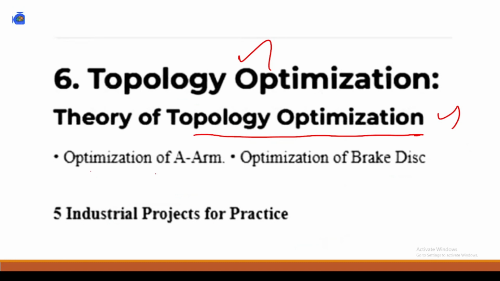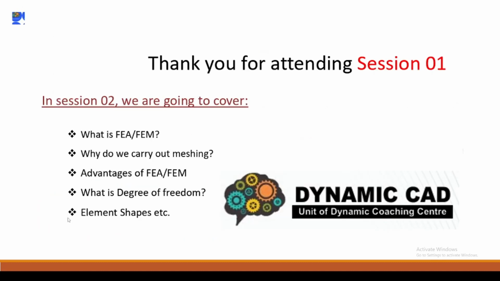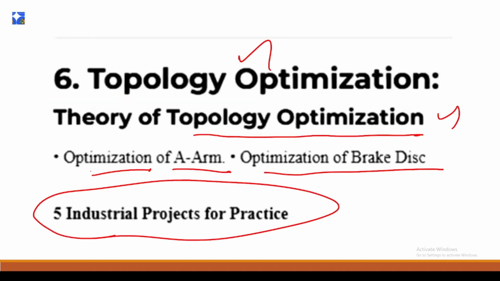component. And here we'll take one more time the A-arm, optimization of an A-arm and optimization of the brake disc. Then 5 industrial projects will be given for the practice. So these are all the different things which we cover under ANSYS.